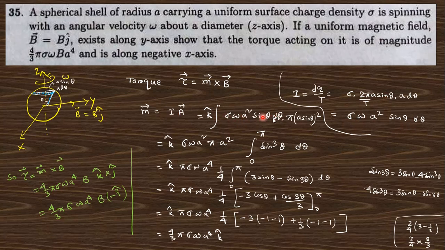Now put in this value of current, and the area of this loop is pi r square, where r is a sin theta, so pi times a sin theta whole square. Taking the constants out, you will get sin cube theta, and if you integrate sin cube theta from 0 to pi, you know this formula. Using this formula you can integrate and you will get this answer. So this is the value of the magnetic moment. Then you get the torque, that is the magnetic moment into j cap cross k cap, and k cross j will be minus i cap. So this is the torque acting on this sphere. I think that is clear. If there is any doubt or clarification, you can comment in the comment box. Go to the next one.